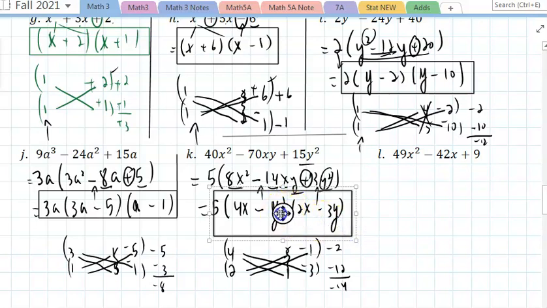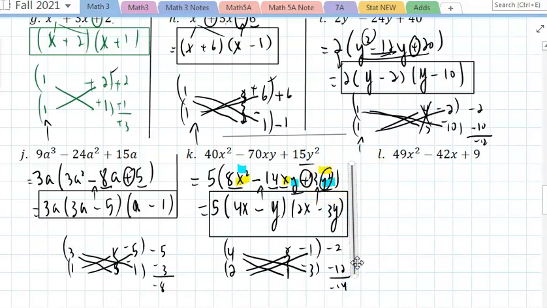Quadratic means you start with a square, linear, and constant. As far as x is concerned, x squared, x, no x. As far as y is concerned, no y, y and y squared. So this is quadratic in both.